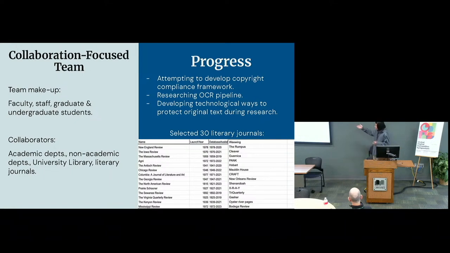So these are 30 journals that we selected in our first round of analysis. We have journals that have been publishing since 1892. We also have journals that have been launched like 5 years ago. So across very different literary scopes.